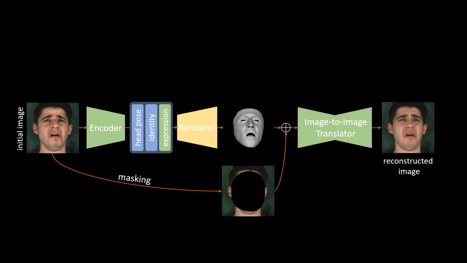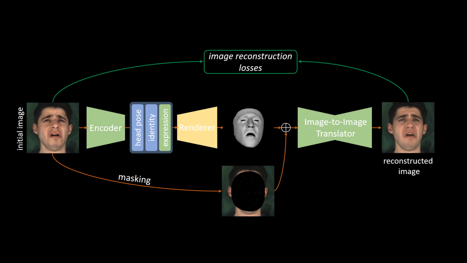SMIRK replaces this rendering with a neural image-to-image translator, which, given the mesh shape geometry and sparsely sampled pixels of the input image, generates a face image. Using this approach, the translator is forced to rely on the geometry of the rendered mesh for recreating the input, and image reconstruction losses can be applied without domain gap concerns.